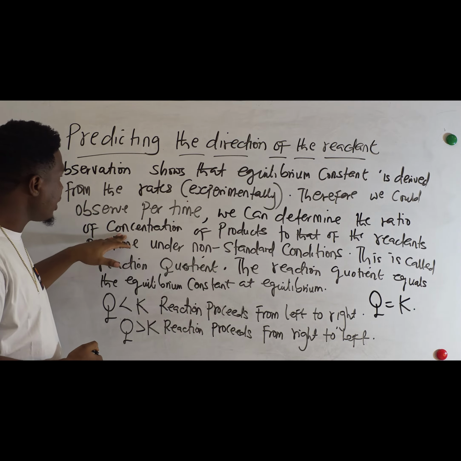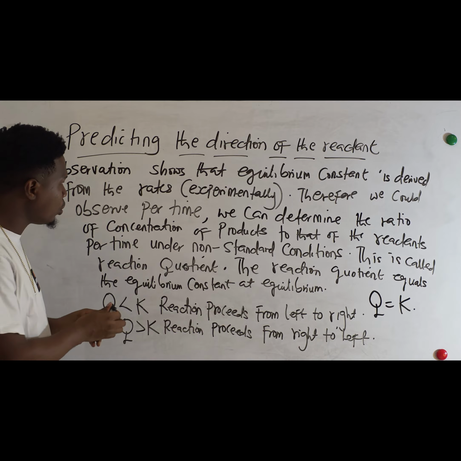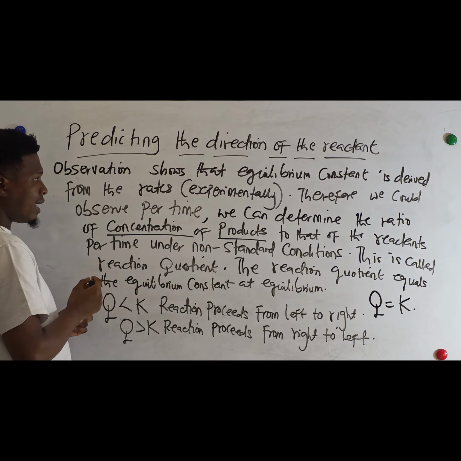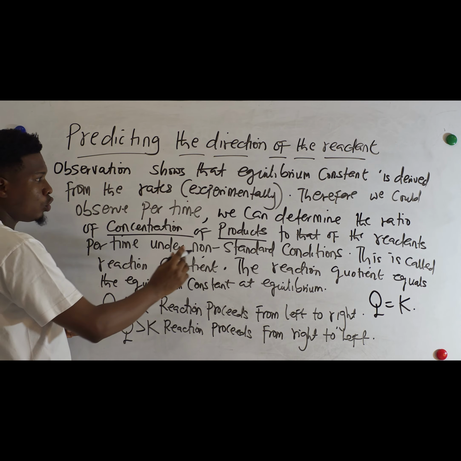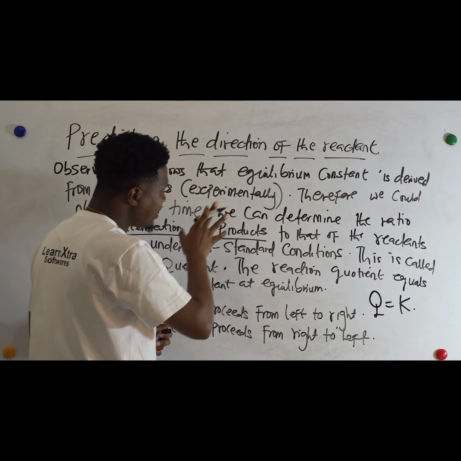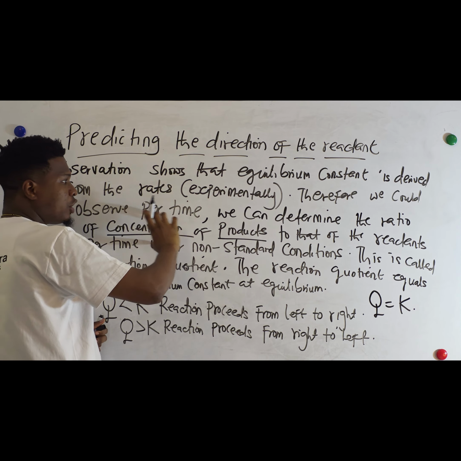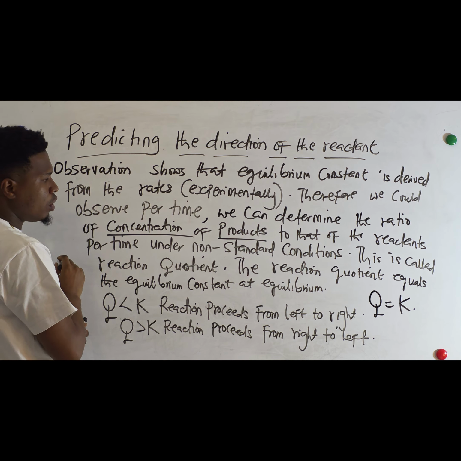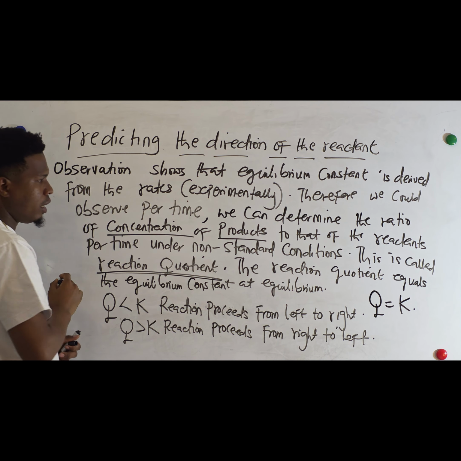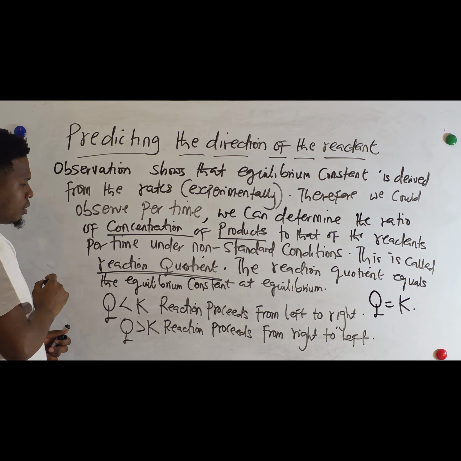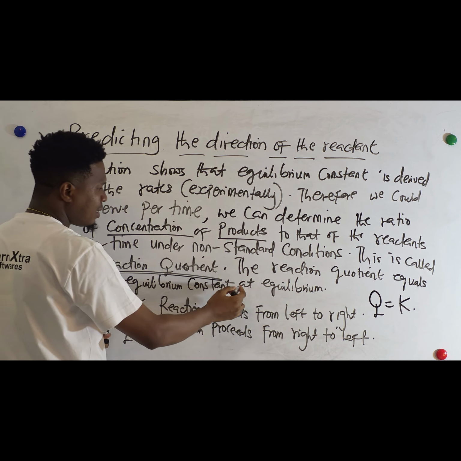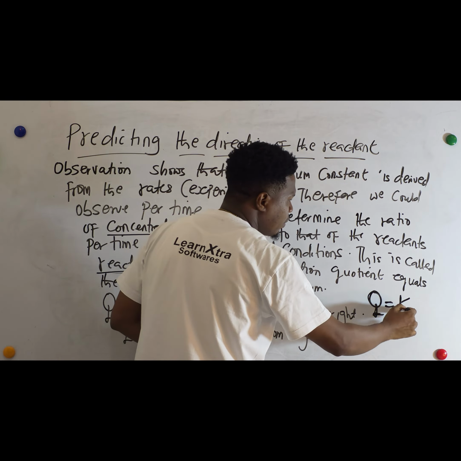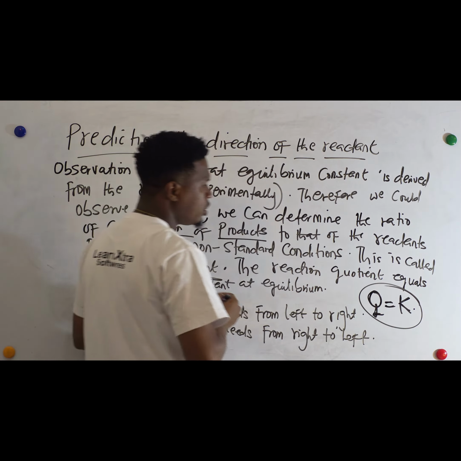We can determine the ratio of the concentration of the product to that of the reactants per time under non-standard condition. This determination of the ratio of the concentration of the product and the reactant is what we call the reaction quotient. So the reaction quotient equals the equilibrium constant at equilibrium condition.